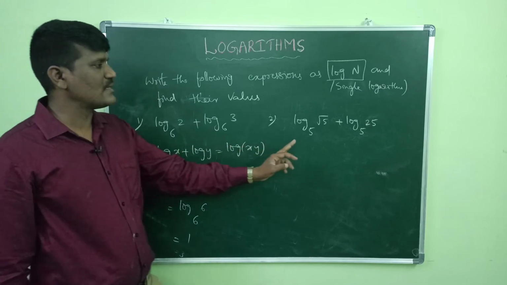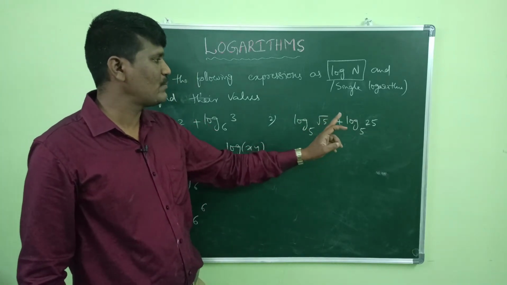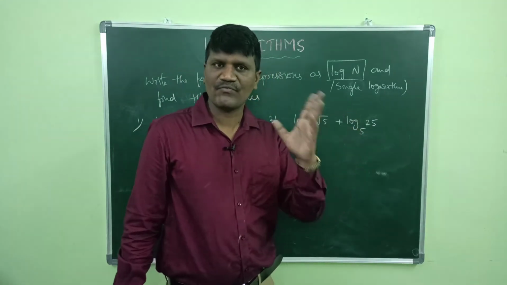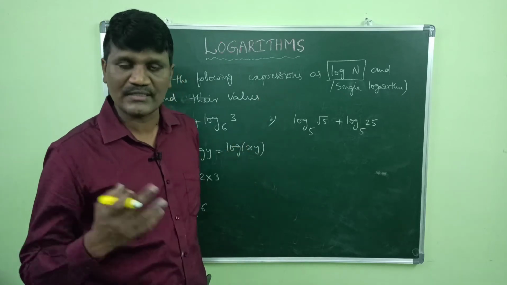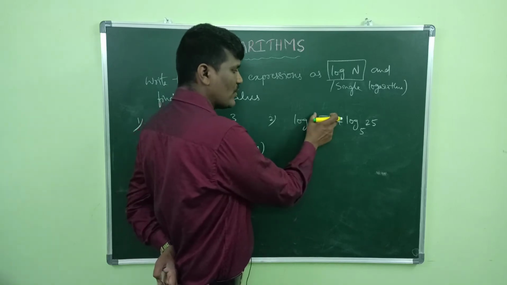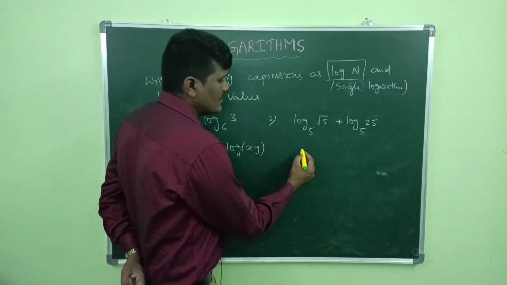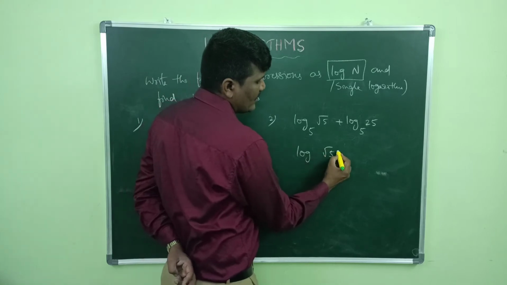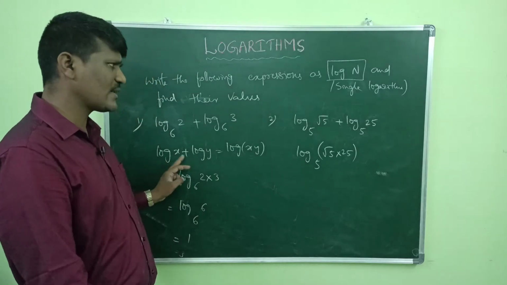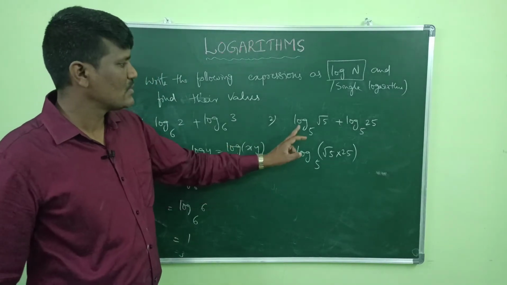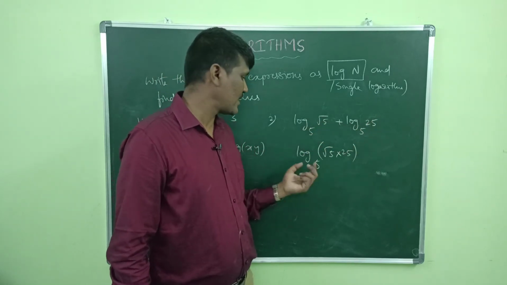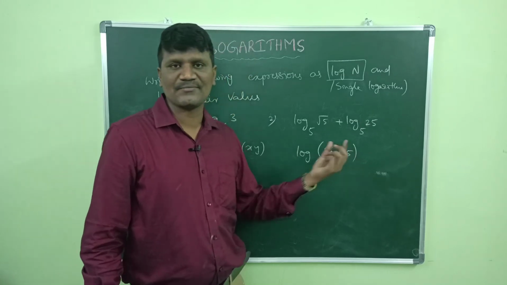Okay. So now this is a different one. Log root 5 plus log 25, the bases are the same, right? Always, only if the bases are the same can we use the formulas, otherwise we cannot. So log root 5 to the base 5 plus log 25 to the base 5. You can do that, right? So log root 5 into 25 to the base 5. What am I using here? The same formula, log x plus log y is equal to log xy.